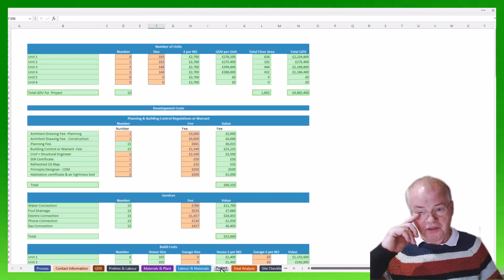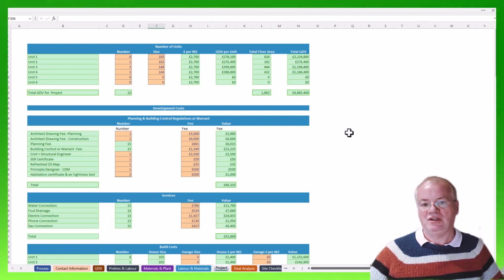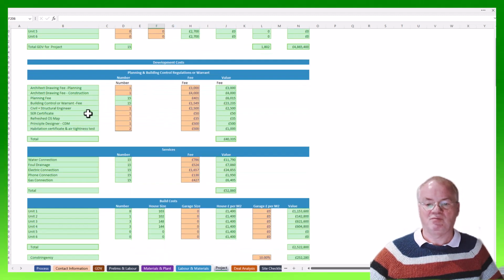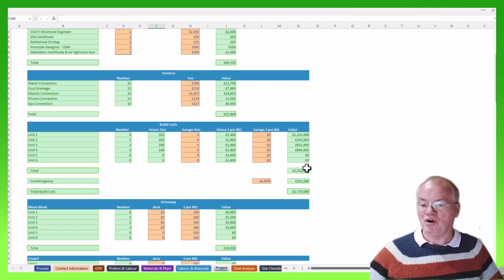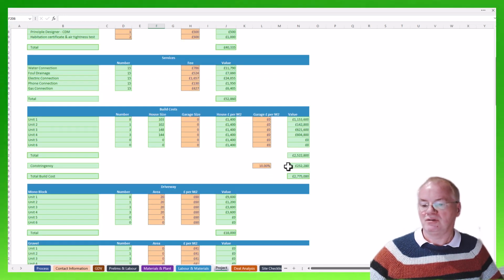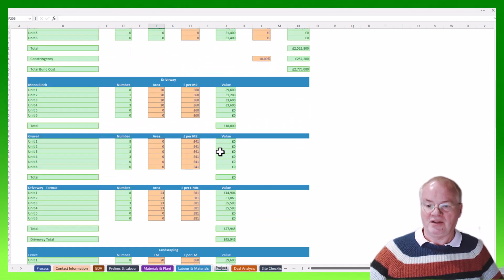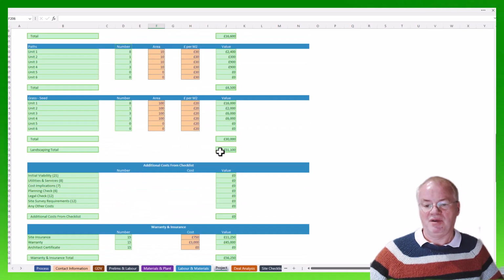And then this brings us to the next tab, which is really looking at our costs. You can see here we've got the total GDV of 4.8 million, and then we look at all the costs in terms of developing this site. So we've got our development costs in terms of the planning process, then our build costs here. We're showing a build cost of 2.5 million, plus a contingency of just over 250,000. We've taken 10%. You can adjust that to whatever you would like. And then we've got all the other associated costs that come in here.